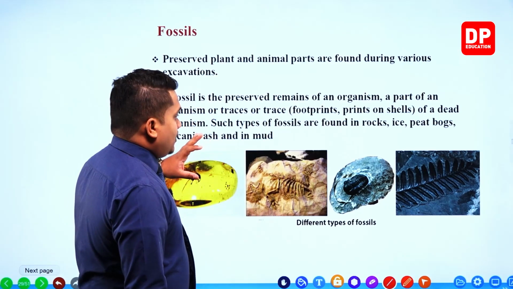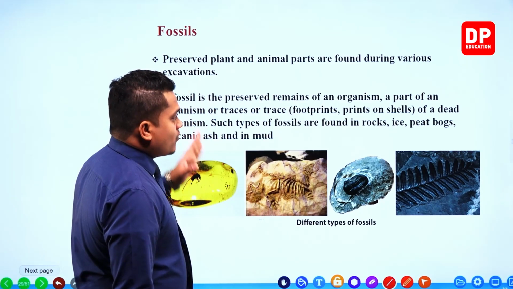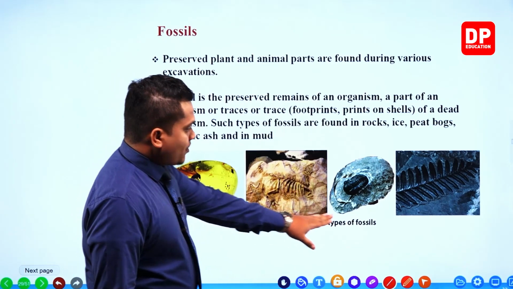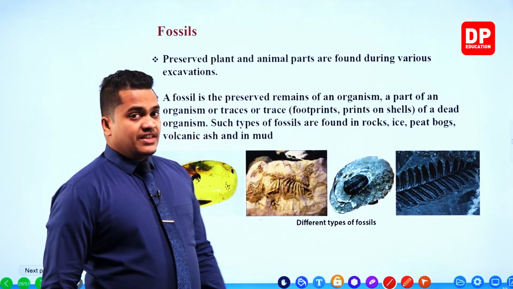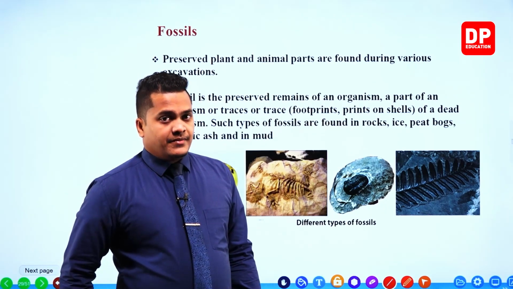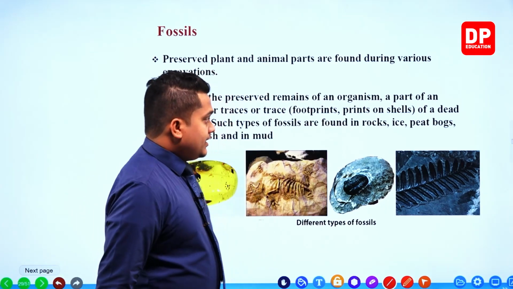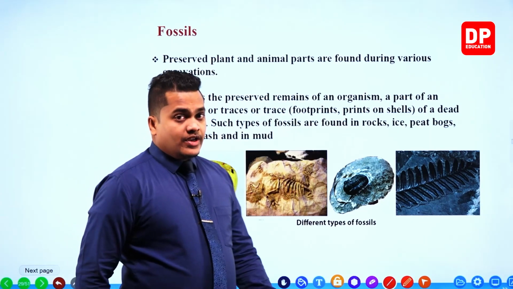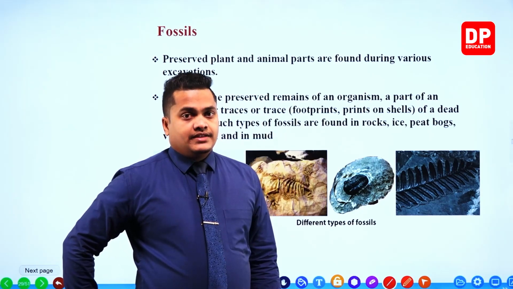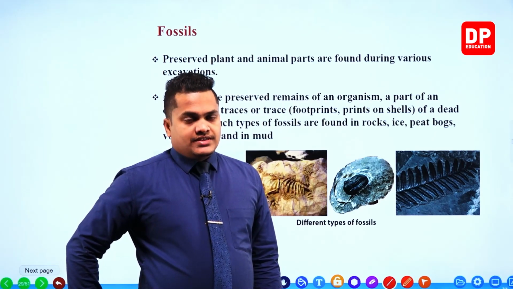Then these fossils are found within the rocks, my dear children. Like in these rocks, the imprints can be observed. Sometimes within the ice, right? Then peat bogs and volcanic ash, and also in mud, you can identify these things. Okay, so these are the fossils.